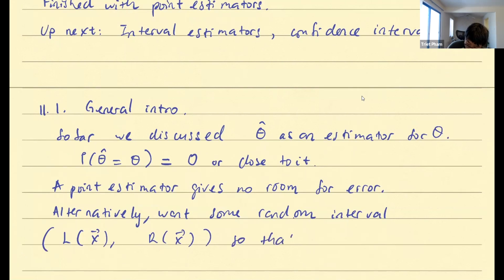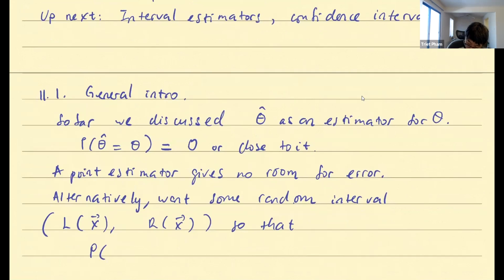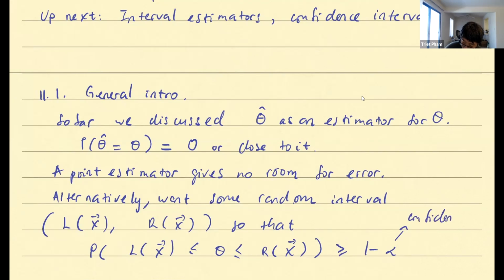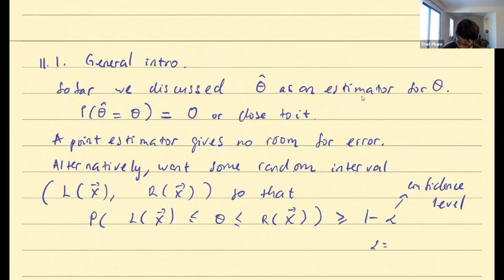So that the probability that theta is between this, in other words, is at least 1 minus alpha. So alpha right here is our confidence level. Or actually 1 minus alpha should be our confidence level. I don't know which one really is called confidence level, but one of these, it doesn't matter. Alpha usually is like 0.05. You know this already, 0.1, 0.01, that kind of thing.